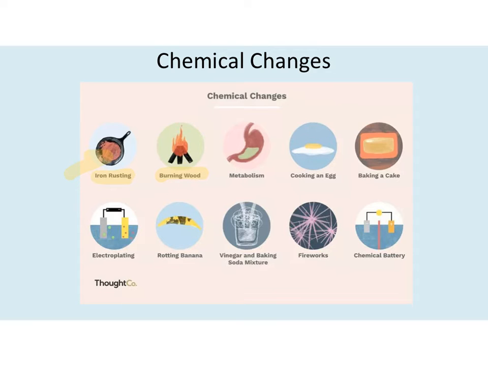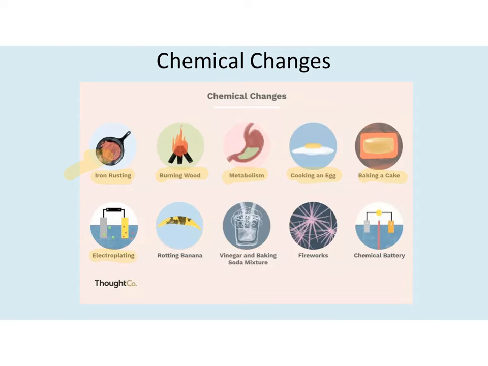Metabolism. That's when we eat food. When we eat food, we actually rip apart all the molecules and we create something new, something that you didn't have before. Cooking an egg. When cooking an egg, you're actually changing the composition of that egg. You're taking the egg and ripping apart all the molecules and reforming them. It's a little bit of a tricky one, but I'll explain how you know that the molecules reformed. Baking a cake or any kind of cooking is usually a chemical change.